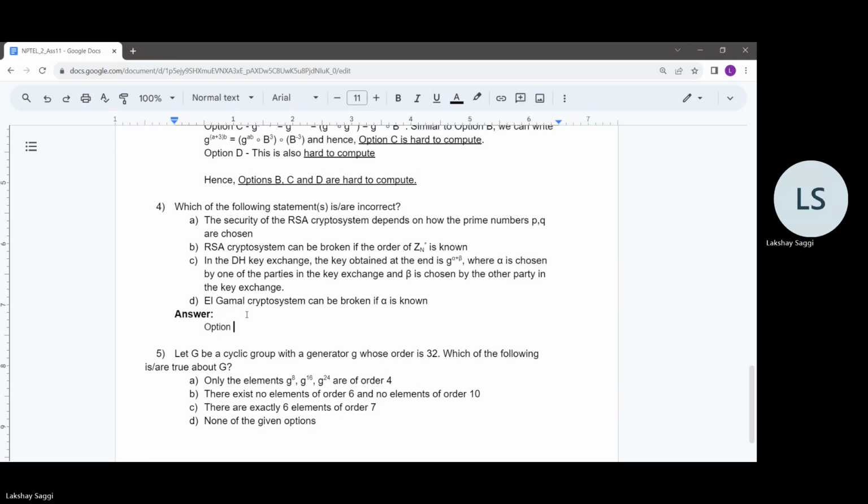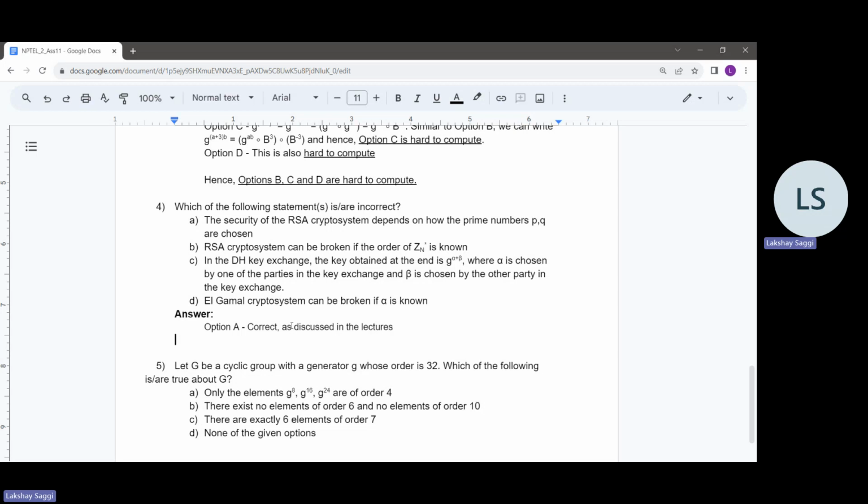So option A. The security of the RSA crypto system depends on how the prime numbers P and Q are chosen. This has directly been discussed in the lectures. In the RSA crypto system, we find two prime numbers P and Q, and security depends on how they are chosen. If we just choose P and Q as, let's say, 2 and 2 itself, then RSA will be very easy to solve. The RSA crypto system will break down if these prime numbers are not chosen wisely. This has been discussed in the lecture, so you can see it there. So this is correct, as discussed.